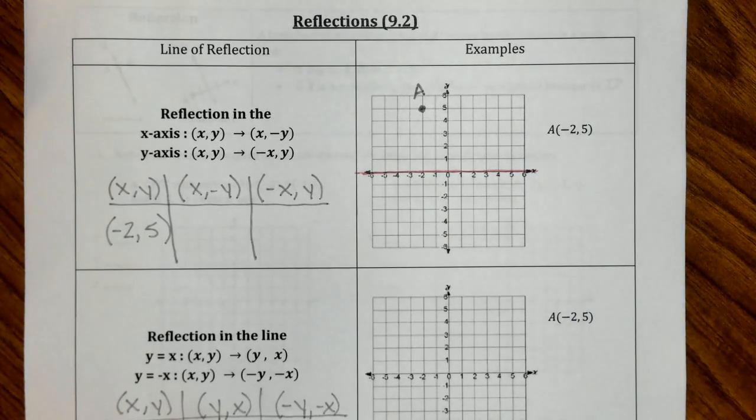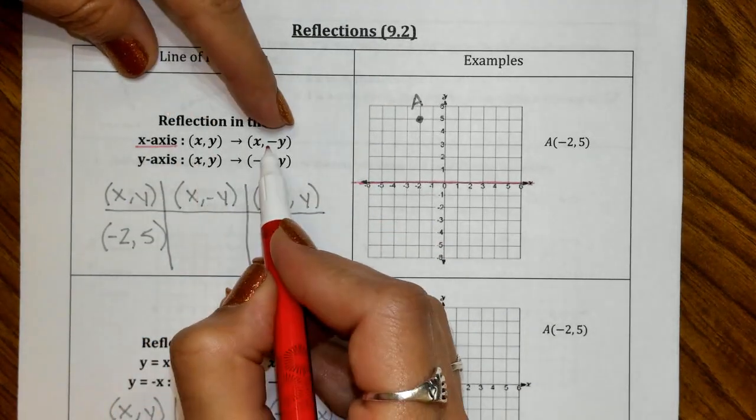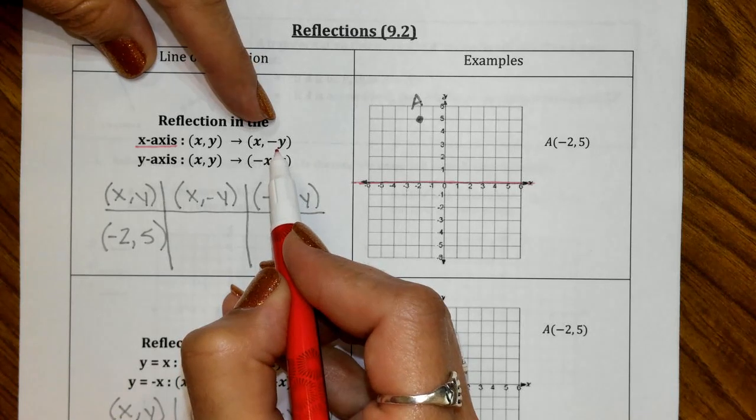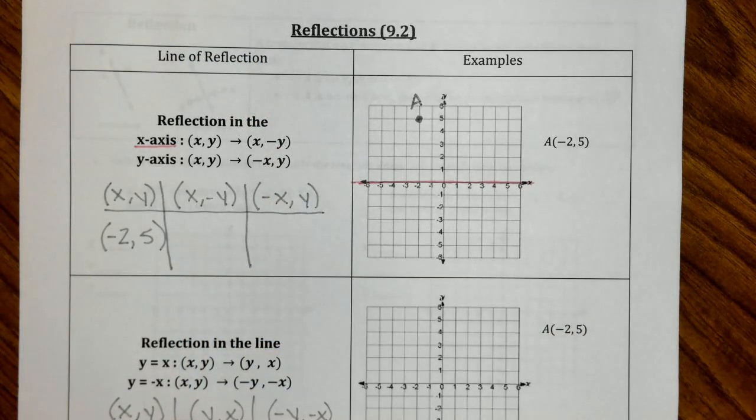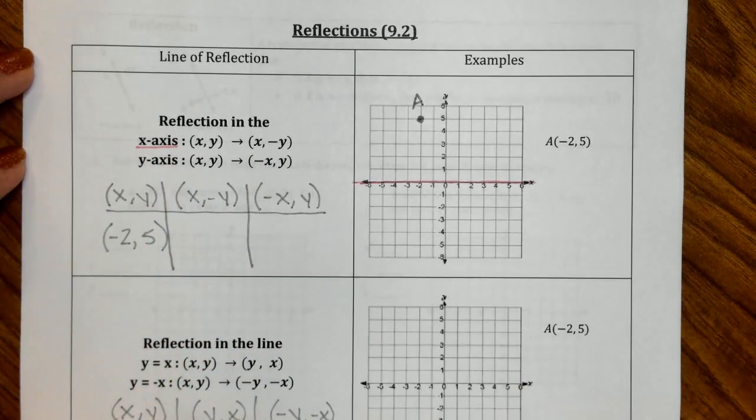Or we can follow the rule. Your rule for the x-axis is you're going to take the (x, y) and simply change the sign of the y coordinate. So whatever axis you're flipping over, do not change that coordinate. Okay, as you can see, x-axis, do not change the x. You're going to change the opposite.